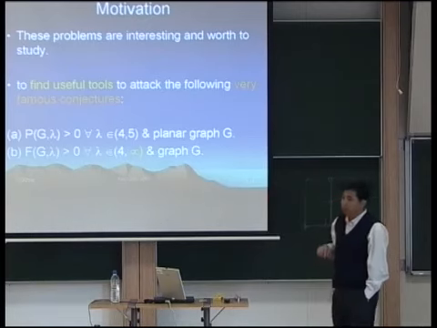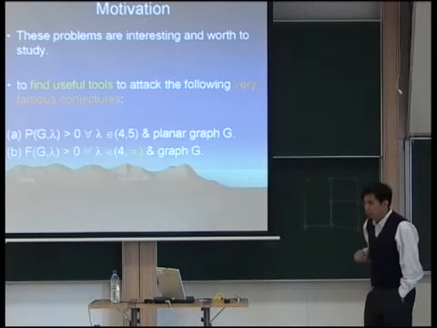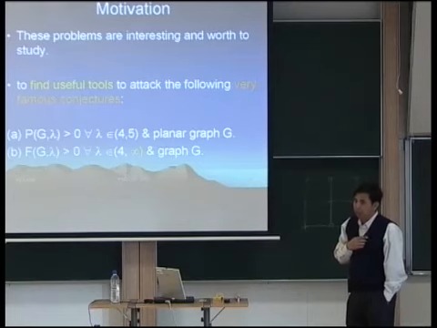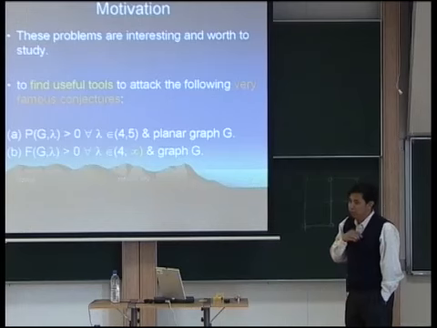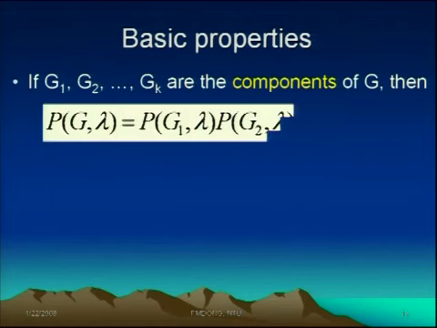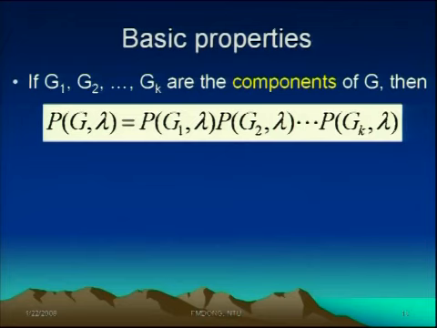The second motivation for me is that there are two very famous conjectures about the flow polynomial and the chromatic polynomial of planar graphs. I have been trying very hard to solve these two conjectures for a very long time, but I cannot find any useful tool or method to do them. So I am trying to find some method, and that is another motivation to study the problem of graphs without chromatic zeros between 1 and 2. That is my motivation.